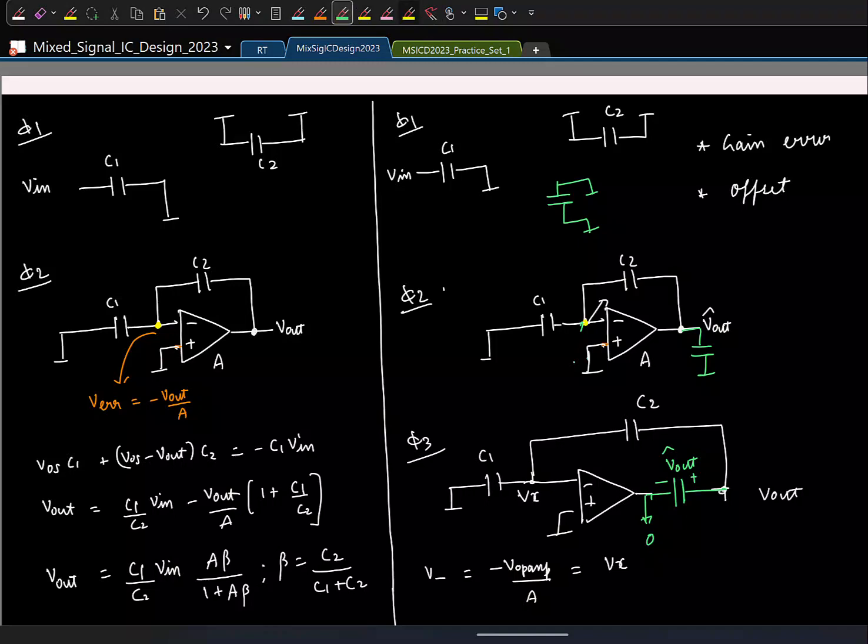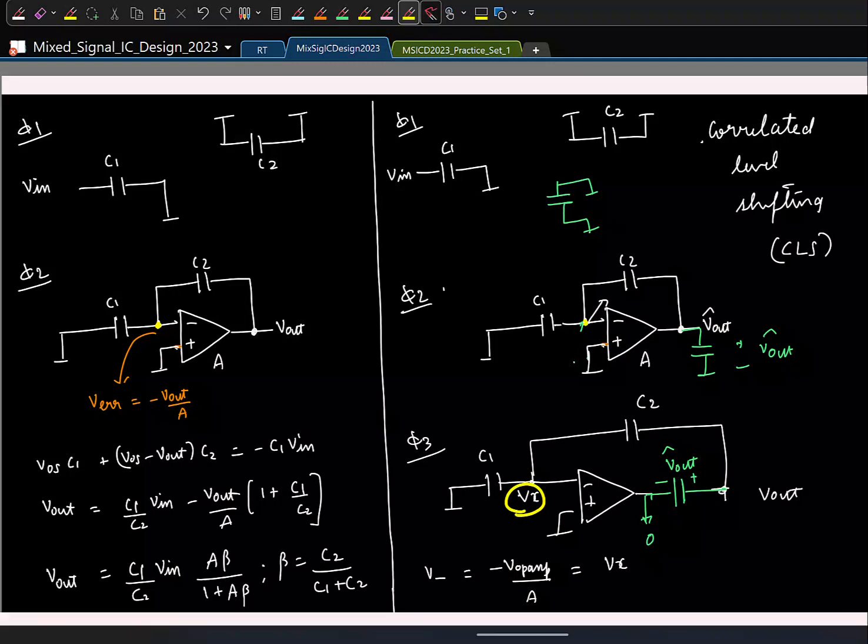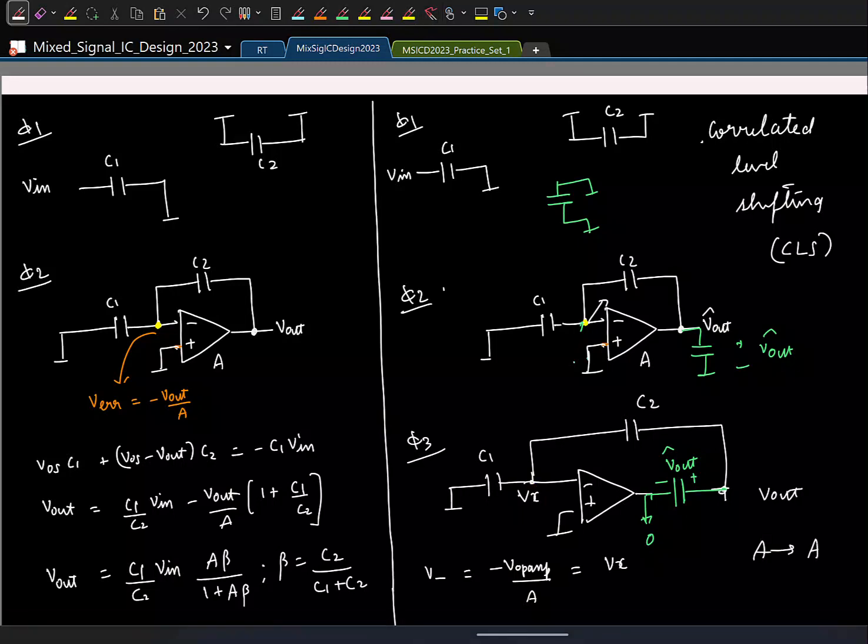So basically, I'll put the capacitor here. That will charge the capacitor to an estimate of my output. Then I subtract it. And this technique is called correlated level shifting, abbreviated as CLS. So here again, this virtual ground will not exactly go to 0. So again the effective gain will become from A to A square. And you can draw the complete circuit from this. I will not do that.